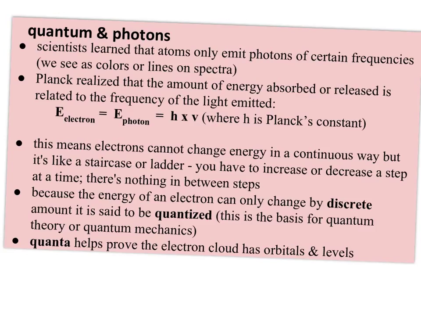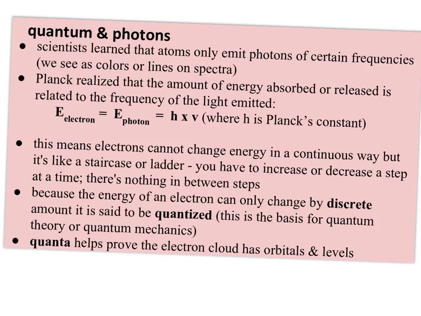And again, scientists learned that atoms only emit photons of certain frequencies, and we know that from the colors or the lines we see on the spectra. And Planck realized that the amount of energy absorbed or released is related to the frequency of the light emitted. So he came up with the idea that the energy of the electron not only is equal to the energy of the photon, but it's going to be equal to a constant times frequency, E = hν, where h is Planck's constant. So this is a huge idea because it means electrons can't change energy in a continuous way. There are only certain amounts of energy that can be released. Just like you have to increase or decrease a step at a time when you're going up a staircase or a ladder, there's not an in-between step.